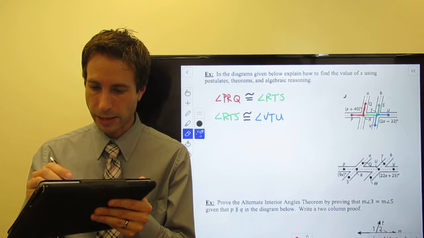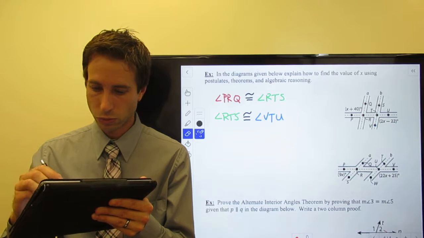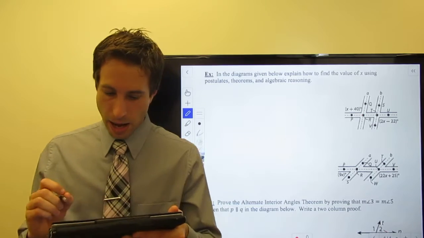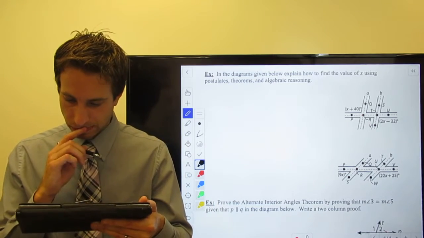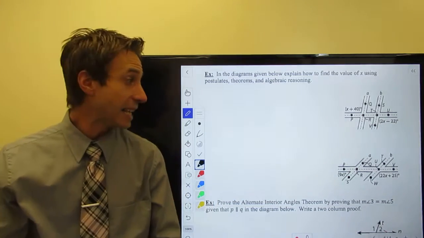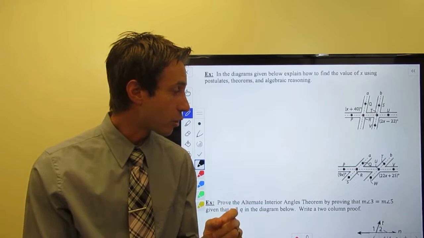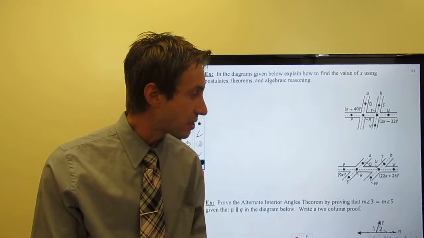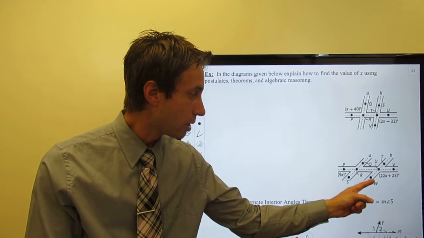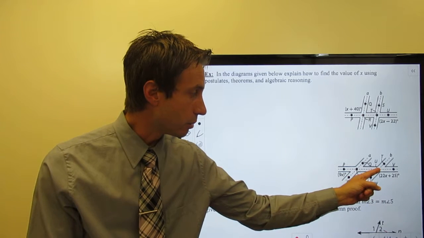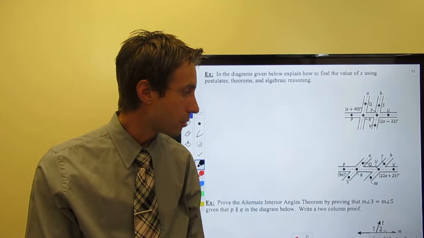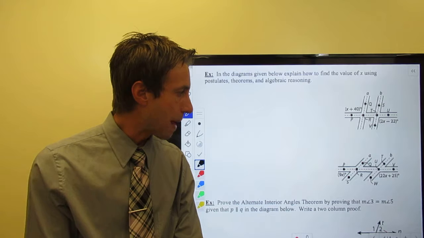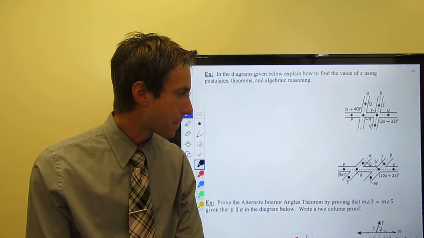And let's try this one together. Here's what we've got. Erase, erase, erase. Okay. Again, I need to find the value of x. I've been given angle PRS, and I've been given angle WUV. Okay, how are we going to go about doing this?